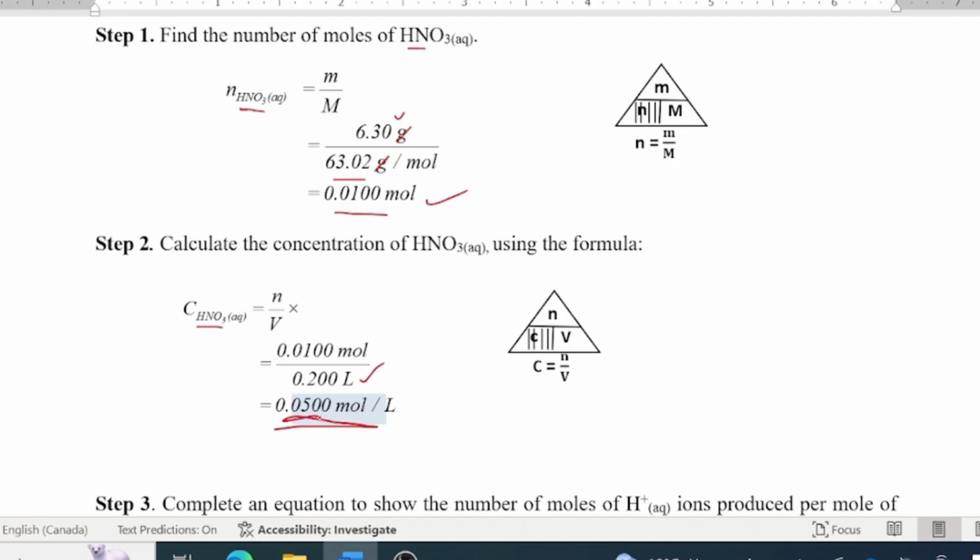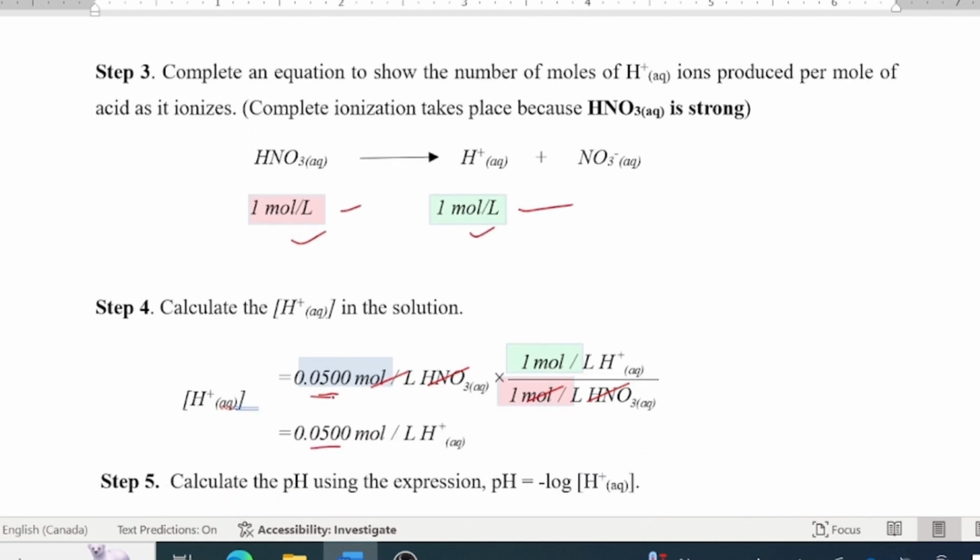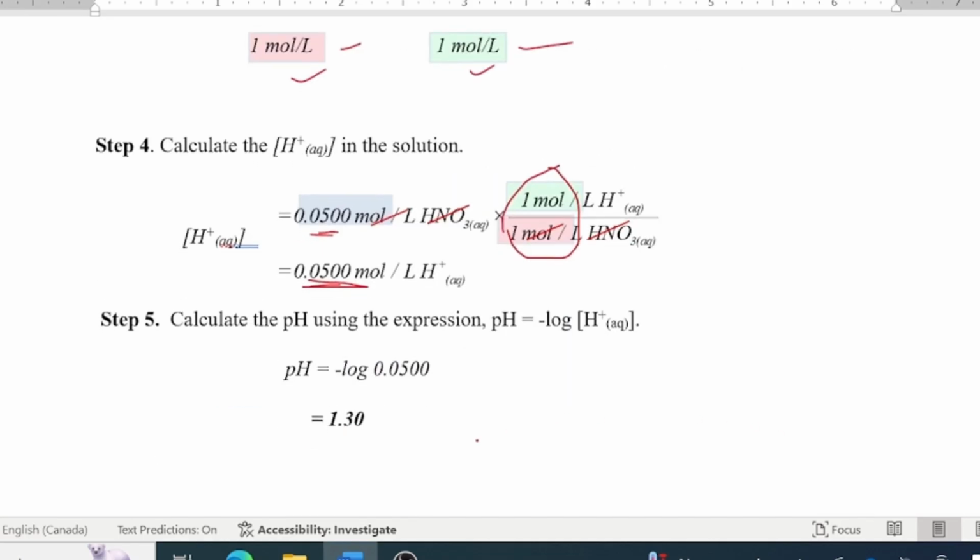Now you find the concentration of H plus. Do your ionization equation, and you see it's a 1 mole to 1 mole ratio. Then take this one, put it here, and multiply by the mole ratio, 1 mole to 1 mole. And that's what it is there. And you get that concentration of hydrogen ion. And then you do a negative log of that. And this is what you get here.